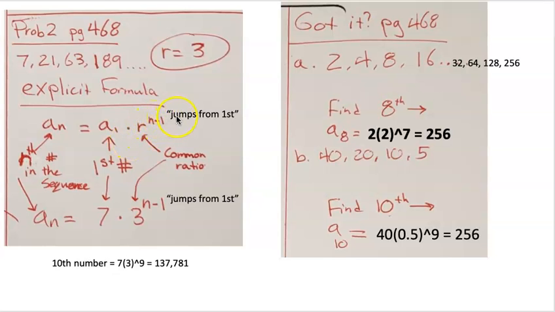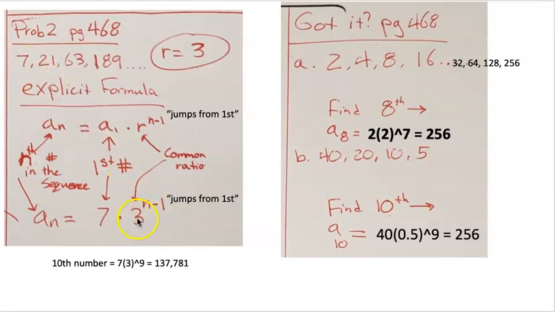Trust me. Here's what I think. N minus 1, I think of that as the jumps from the first number, okay? Basically, it's saying how many times do you need to apply the common ratio. Here's why it's n minus 1. 7 is the first number. So if you put a 1 in here to find the first number, look what happens. 1 minus 1 is 0. 7 times 3 to the 0 is just 7. Weird. 7 is the first number.